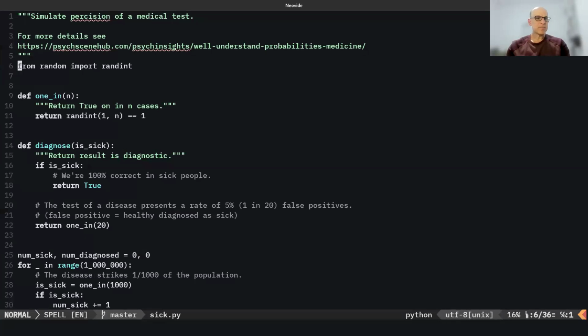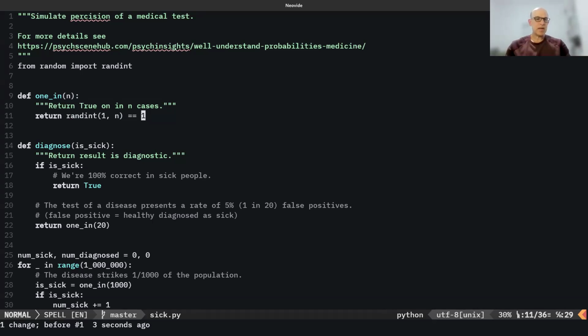Okay, so I have a function for one in n. They said 1 in 1,000 is sick. So basically what they're saying is I'm drawing a number between 1 and n, and if this number is 1, and I can pick any number between n, so 17, 3, any number will work, I just need that 1 in n will happen.